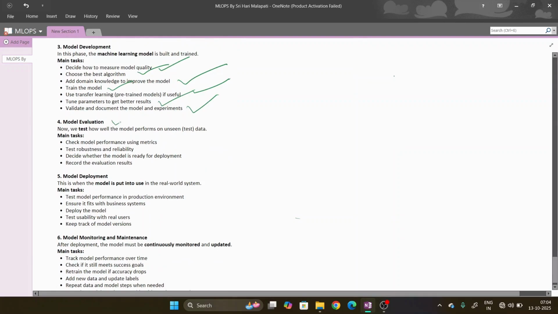After that, model evaluation. Here we test how well the model performs on unseen data. Here we check the performance and reliability and evaluate the results, etc.